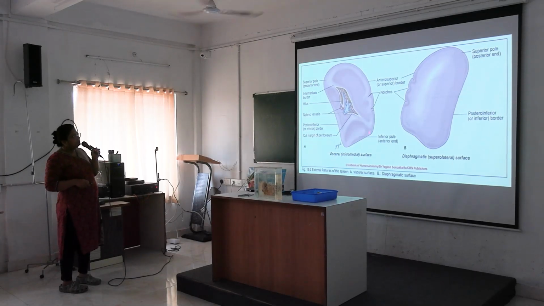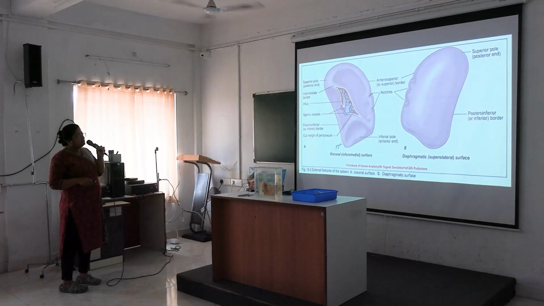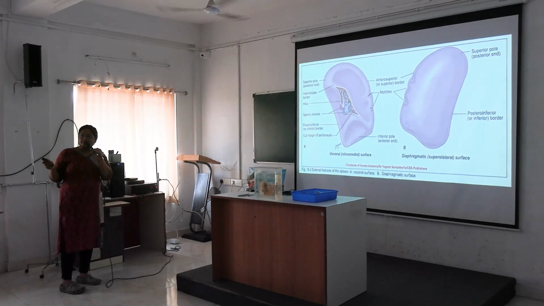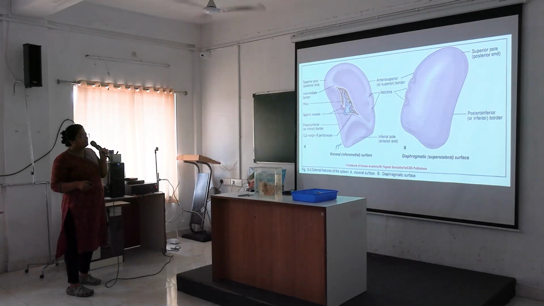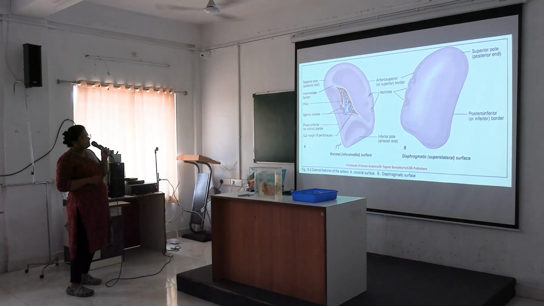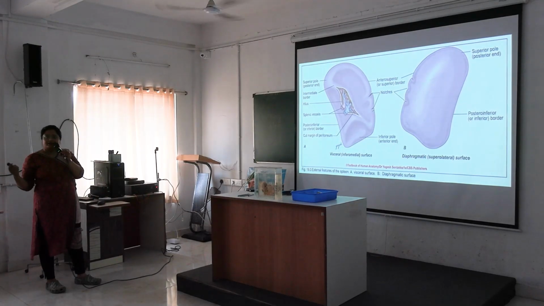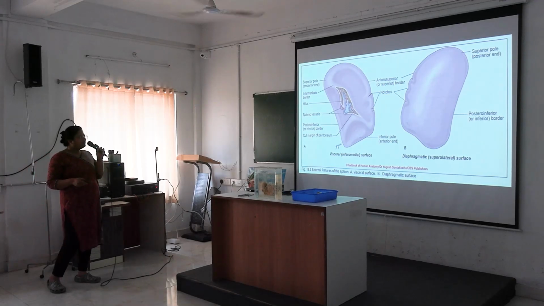Okay, and two angles are present at the anterior end. This is the anterior basal angle, and this one is the posterior basal angle. That is also asked. Okay, and this is the visceral surface. It is irregular and comes in relation to different viscera.